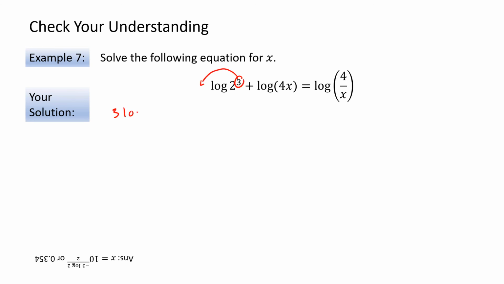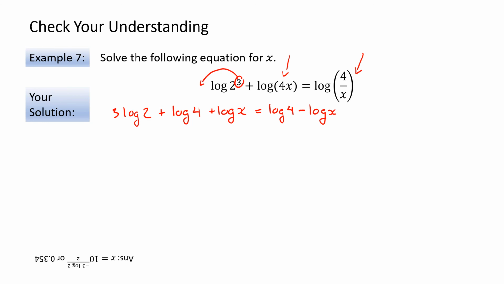So 3 times the log of 2. And then I'm going to separate the 4 and the x, and I'm going to separate the 4 divided by x. So first, they're multiplied together, so they get added. So we get plus the log of 4 plus the log of x. And that's equal to the log of 4 minus the log of x.